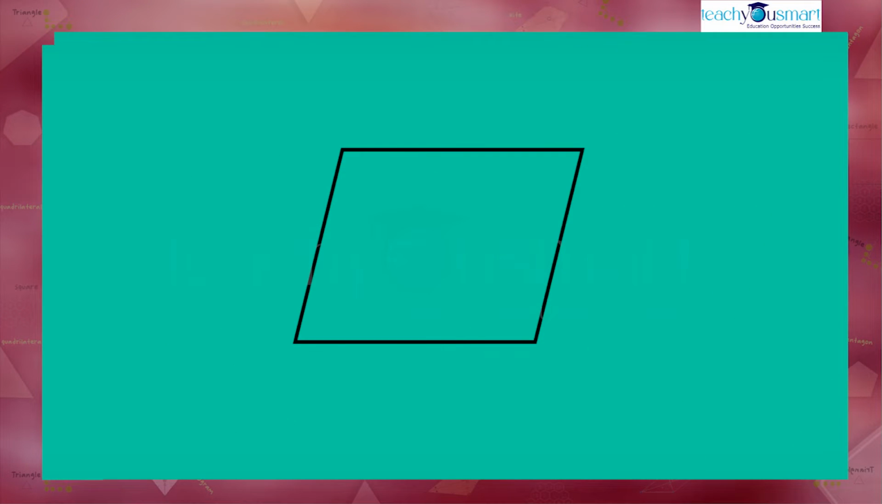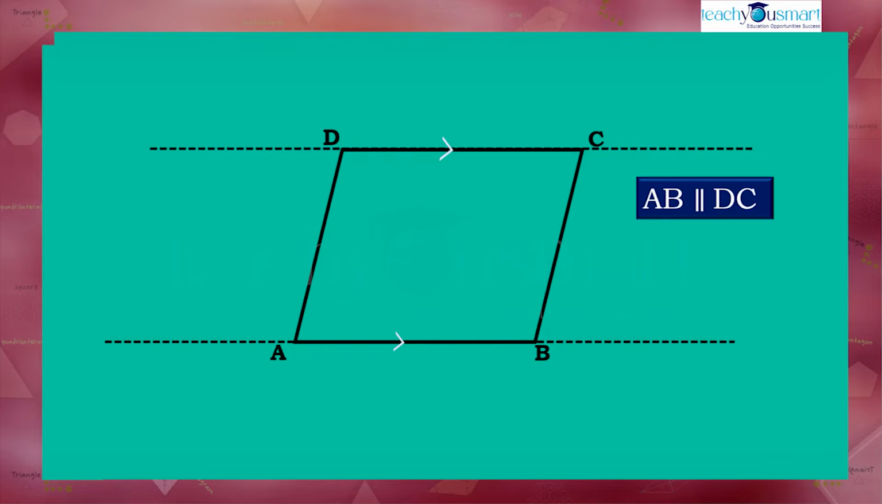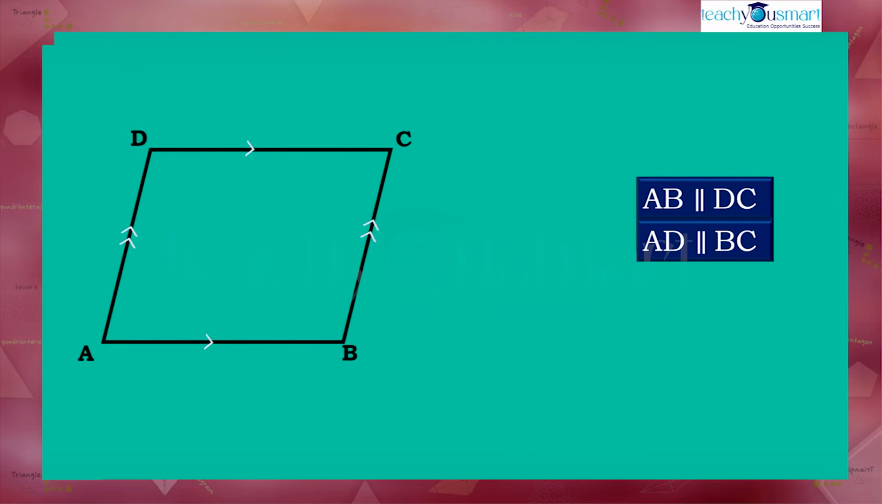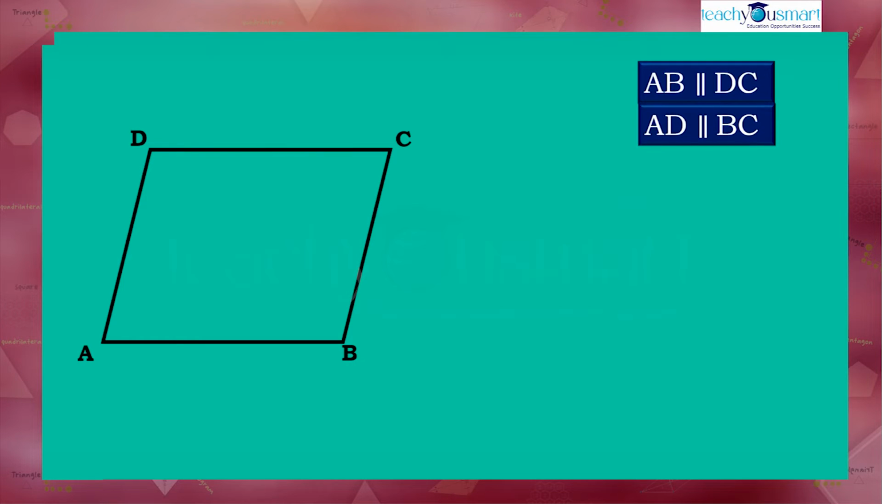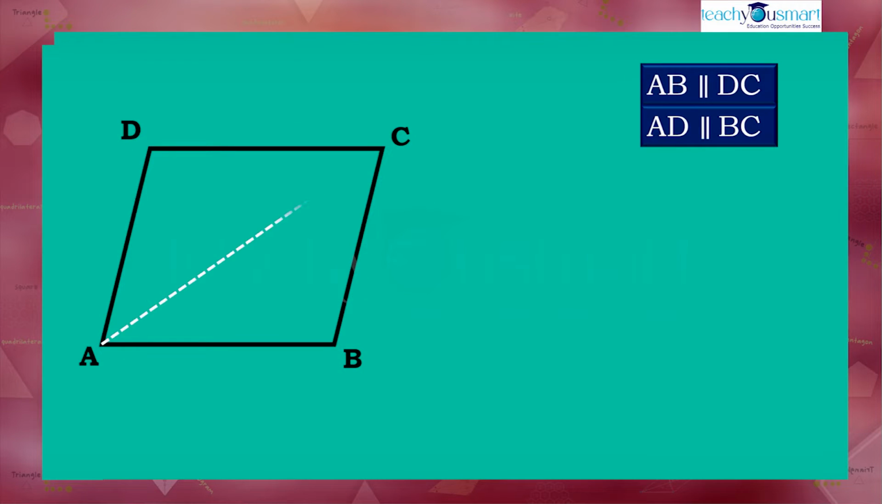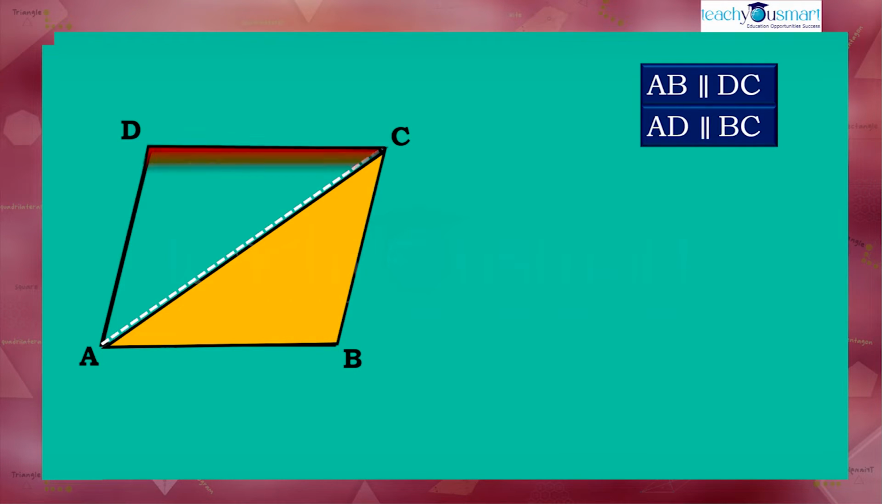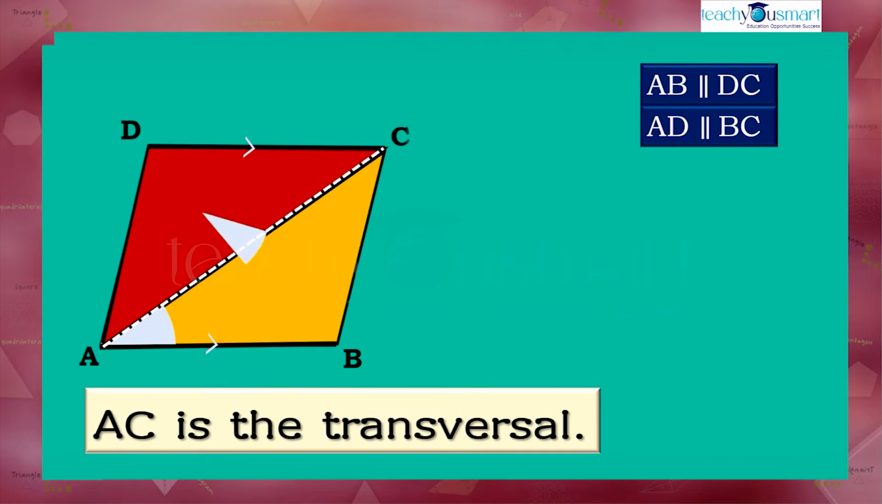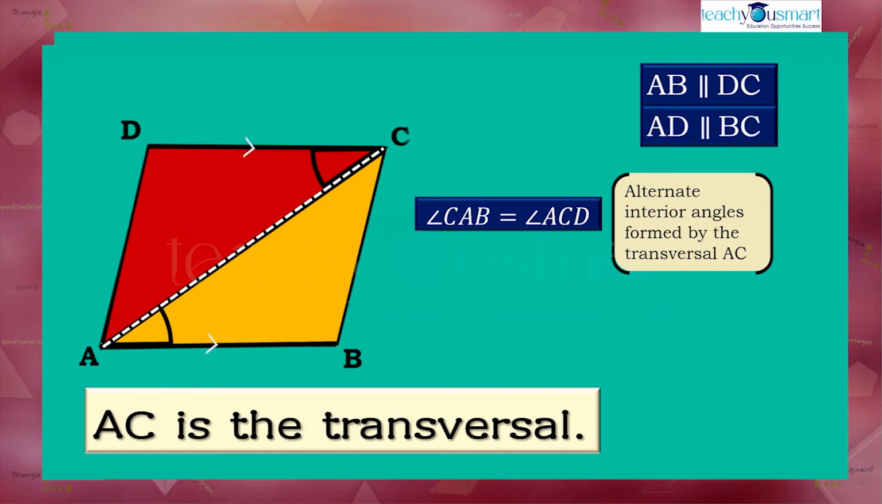In parallelogram ABCD, the sides AB parallel to DC and AD parallel to BC. Let's join the diagonal AC. Now, we have two triangles, triangle ABC and triangle CDA. Since AB parallel to DC and AC is a transversal, angle CAB is equal to angle ACD because they are alternate interior angles.